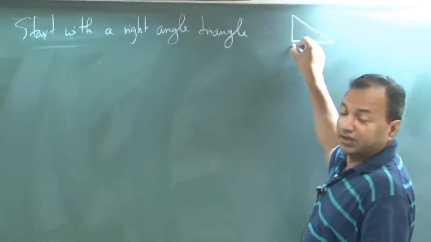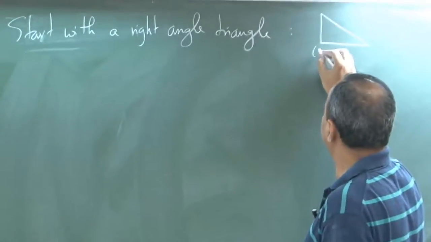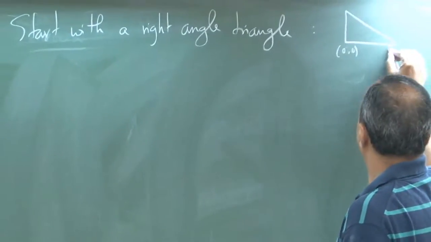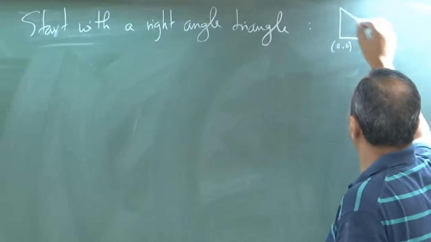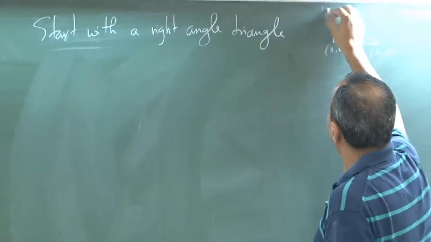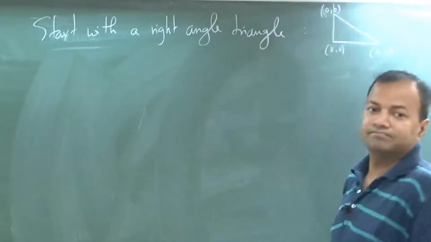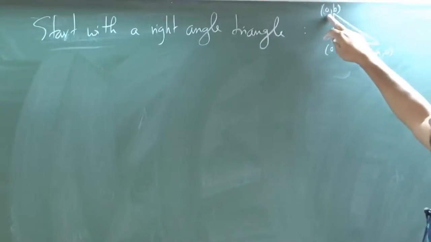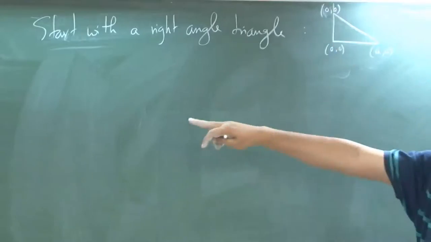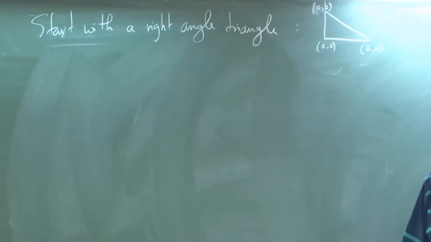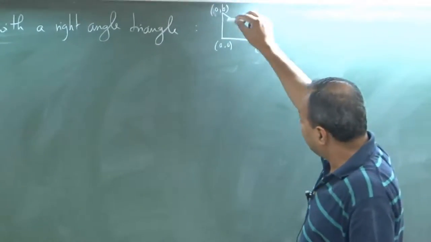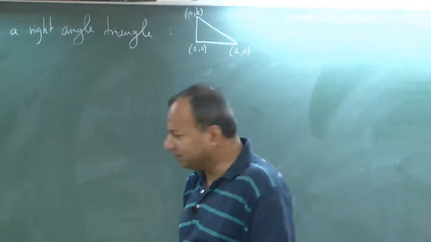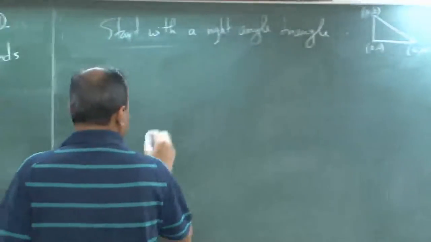And we'll show that, so let's say this is a point 0 0, this is a 0 and this is 0 b, and we'll show that that integral is 0. Notice that I have also given the coordinates of the corner points. That is also something we will take care of later.